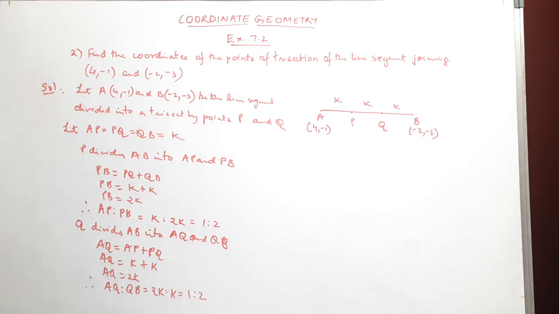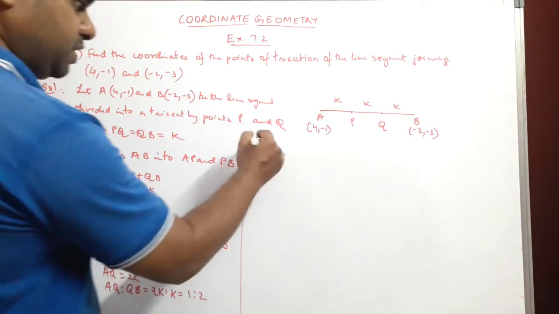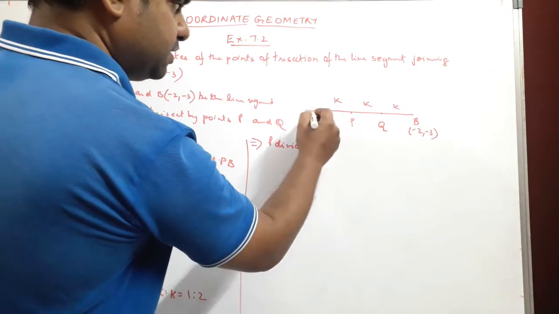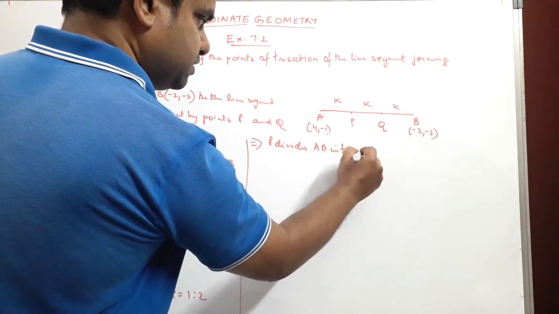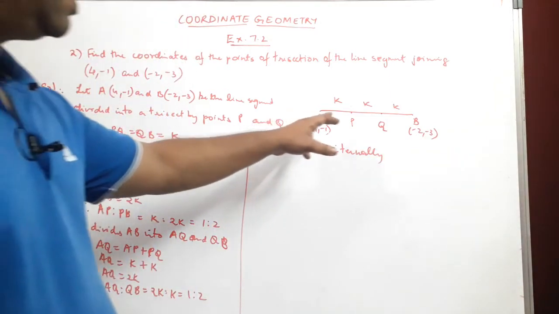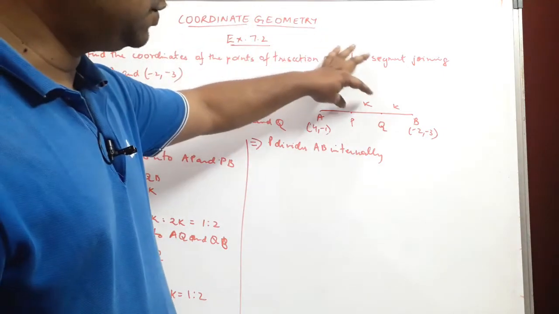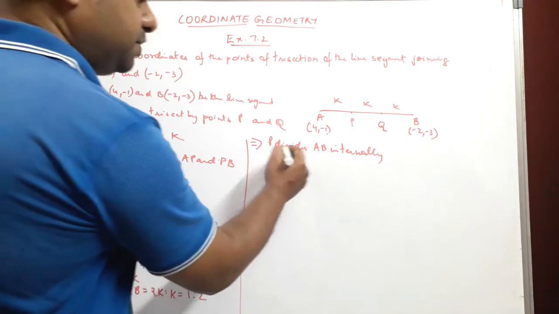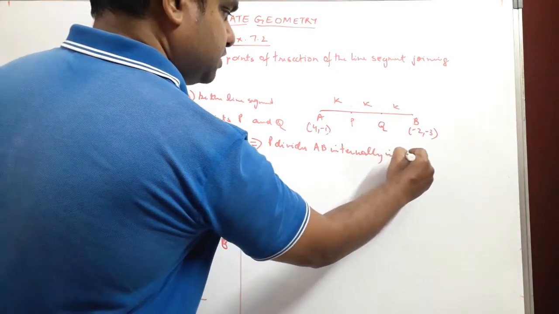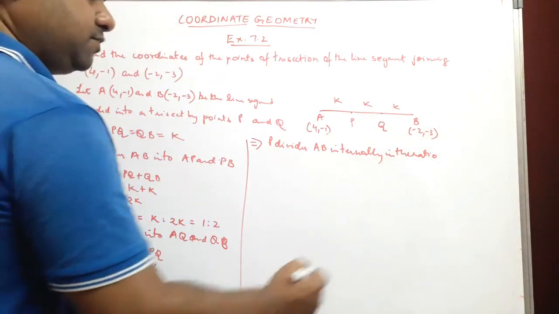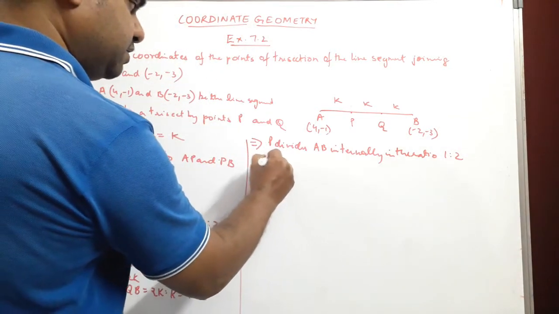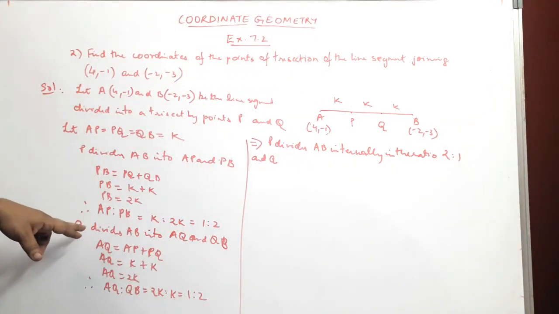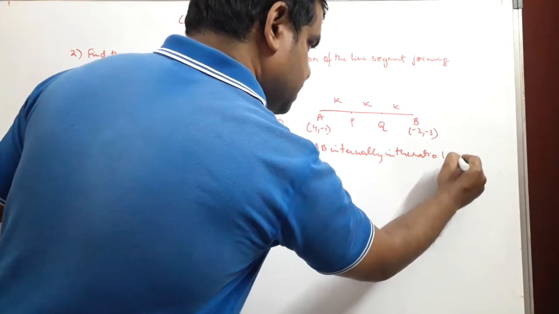So in other words, P divides AB internally. The section formula involves a division of the line segment into two sections internally. We are not talking externally, but internally, meaning within the line segment. So P divides AB internally in the ratio 1 is to 2. Sorry, I first said 2 is to 1 for P, but no, we got 1 is to 2. That's right, 1 is to 2. That was another mistake.